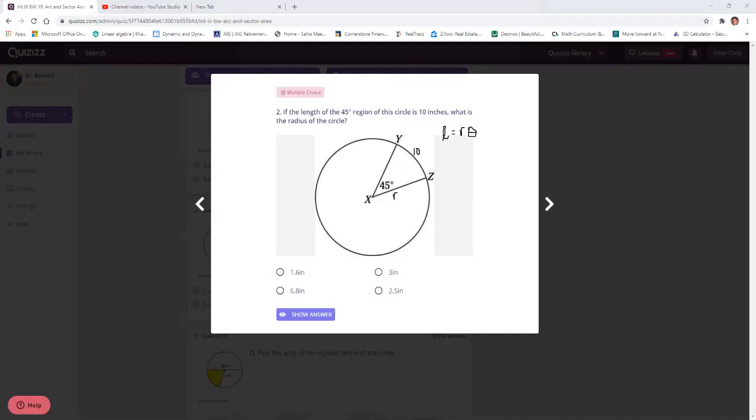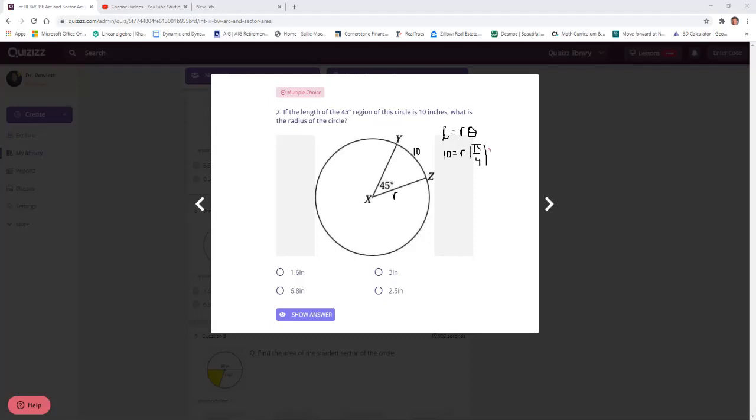But remember, theta has to be in radians. I know the length of the arc is 10, so I'll plug in 10. So 10 has to equal r times, and we said that 45 degrees is pi over 4. I guess what I'll do is go ahead and clear out the fraction on both sides. I'm going to multiply both sides by 4.